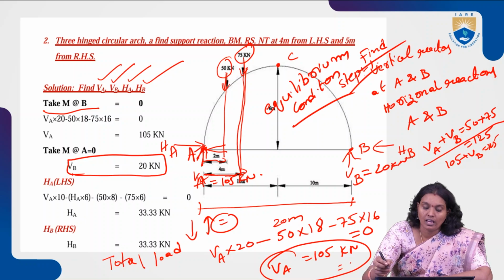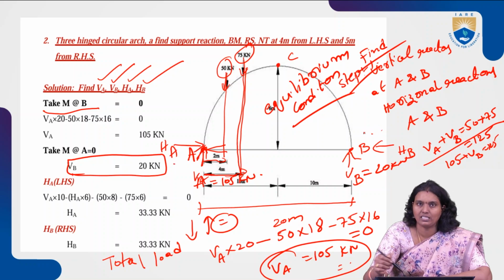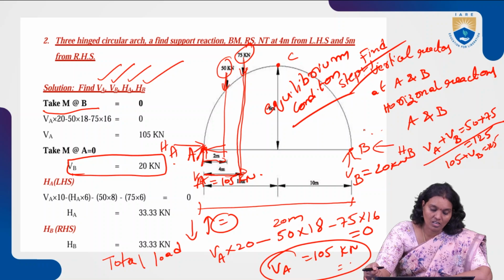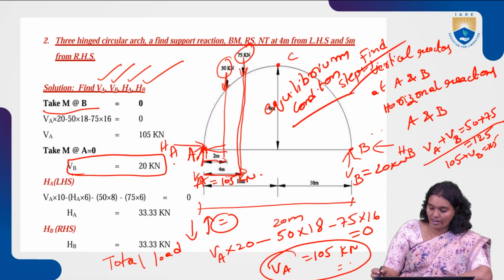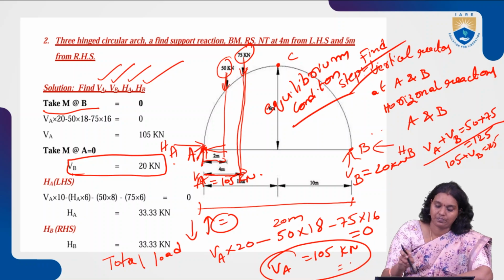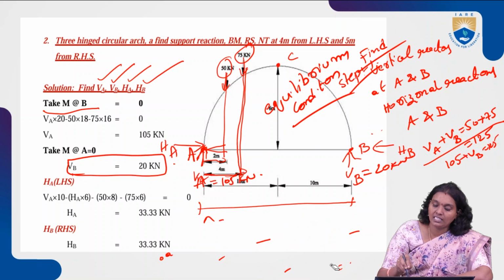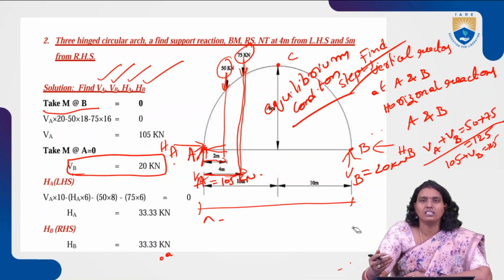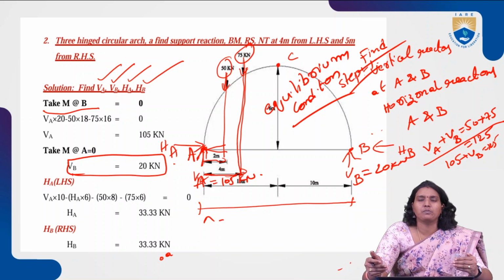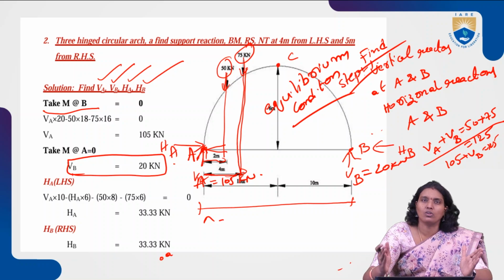Now find out the horizontal reactions at both points, horizontal reaction at A and horizontal reaction at B. According to the loading conditions, we may use these different conditions. As per experience and number of problems, we will understand whether to choose the total load or to take moments from a point.